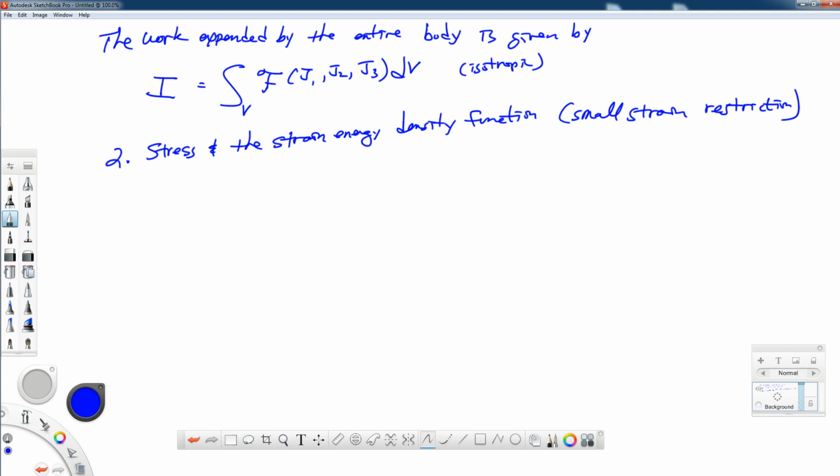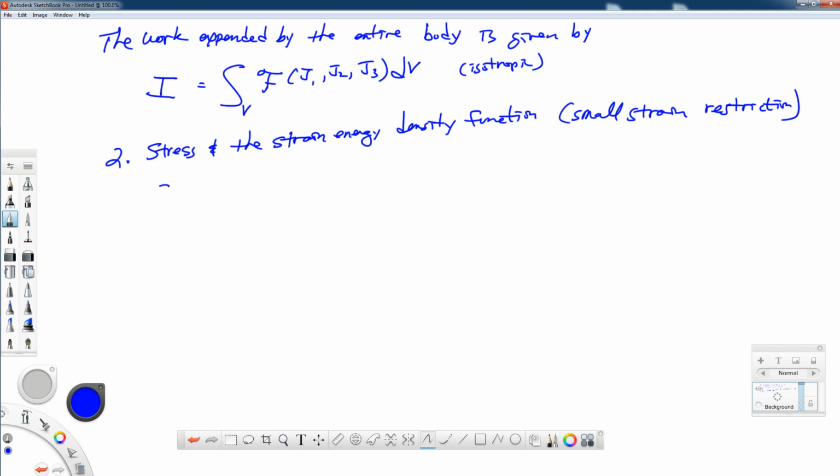Now the next thing we want to do is we want to get stress into all of this. And so we're going to look at stress and the strain energy density function. And we are going to be restricting ourselves to the small strain assumption that we have. So our strain displacement relations will neglect the higher order terms.